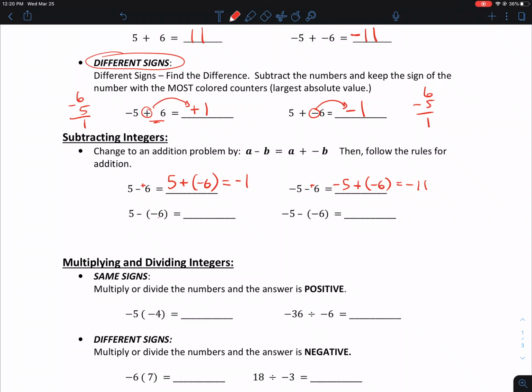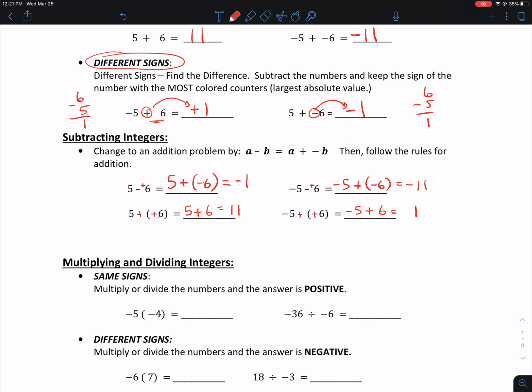Whenever you have 5 minus a negative 6, whenever you have two negatives side by side, two negatives always cancel to become a positive. So this is going to become just 5 plus 6. So again, we're adding two positive integers, so we're just going to get 11. And then here, we've got two negatives side by side, so again, they're going to turn into a positive. So we're looking at negative 5 plus 6. Again, we're adding one positive and one negative, so we actually subtract. And since 6 is bigger, we end up with just positive 1 as our answer.